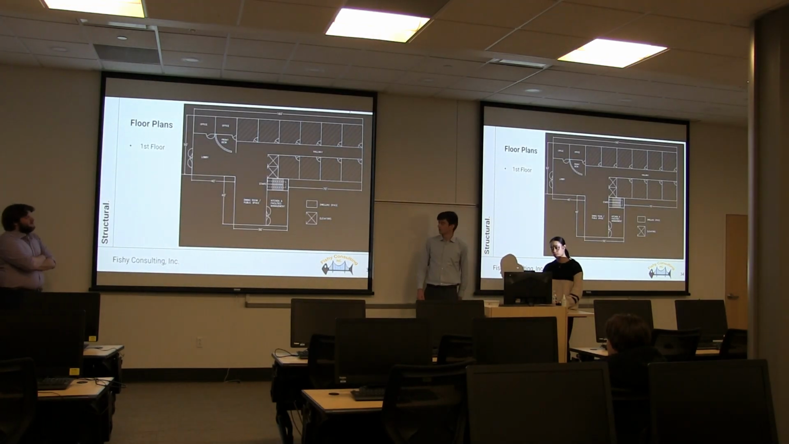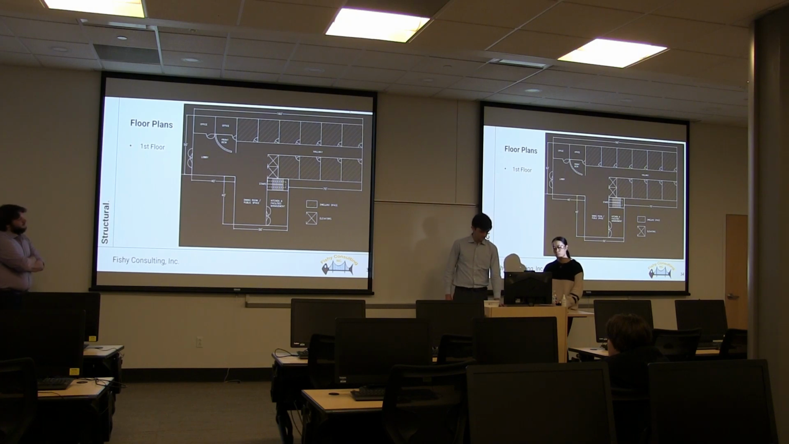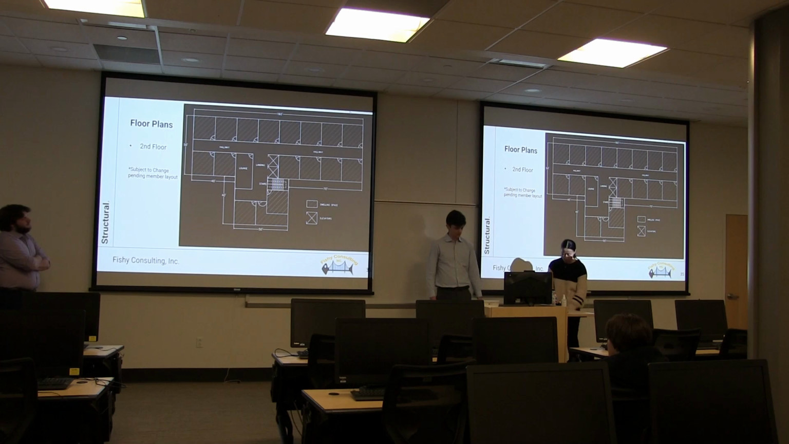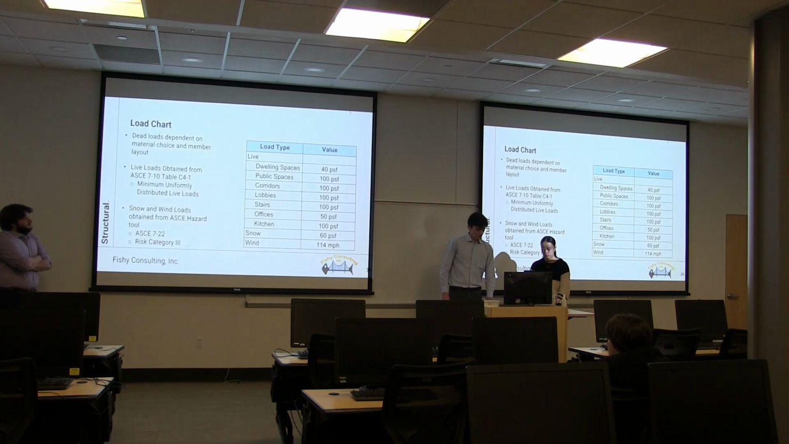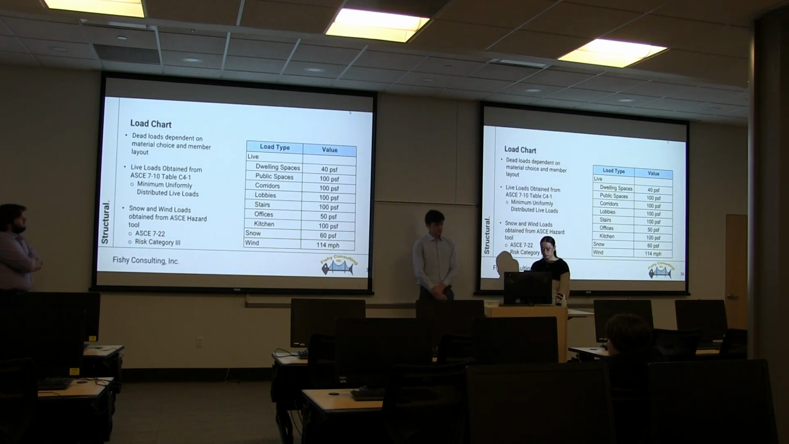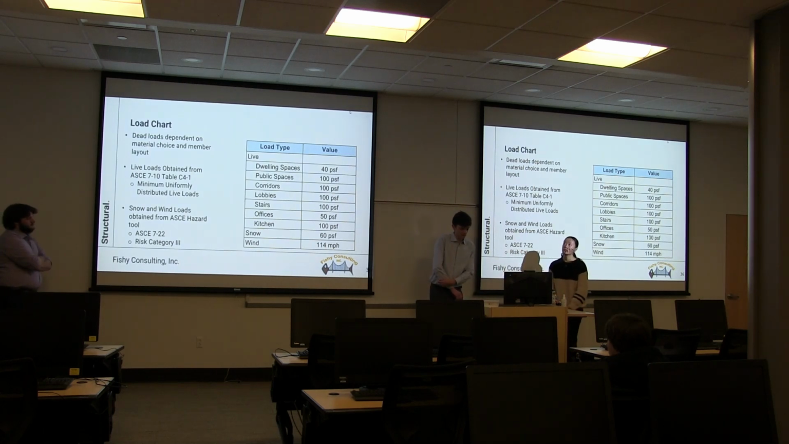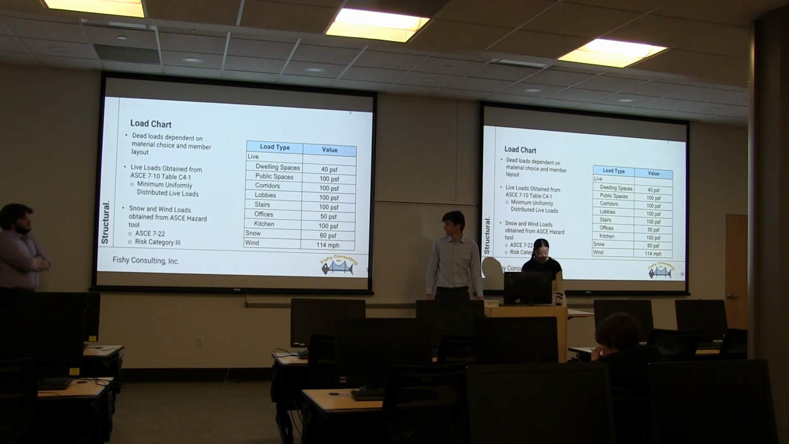So as I mentioned, that architectural layout, I think we've seen this before in the last couple of presentations, but this is our first floor, which isn't quite as pertinent to the structural design as our second floor, which we'll be gathering our loadings from. So this is the chart of different loads I need for the building. The main ones are the public spaces and corridors at 100 PSF, as well as the living spaces at 40 PSF.